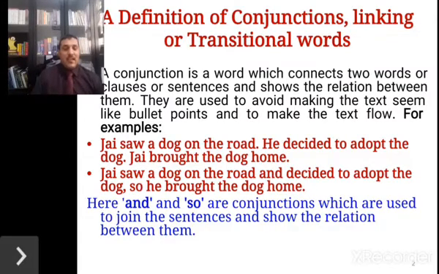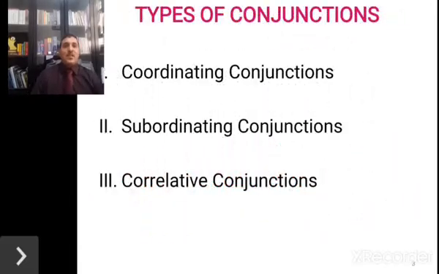Okay, let us see what is next. Types of conjunction, as we said, we have three common types of conjunctions. First, coordinating conjunctions. Second, subordinating conjunctions. Third, correlative conjunctions. One by one.